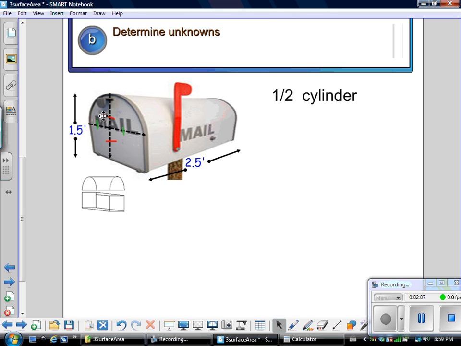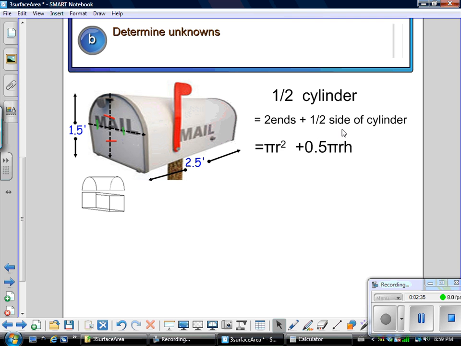So when I look at this, as I said, it's half a cylinder. When I'm peeling open half of a cylinder, I have at one end half of a circle, at the other end half of a circle, and then half the side of a cylinder. So I've identified what the peeling is. Now I have to determine the formulas. Obviously, a circle is pi r squared, and because we have two halves, it means we have the full circle. And the side of a cylinder would be pi rh, and we need half of it.